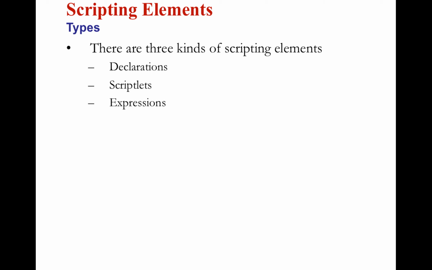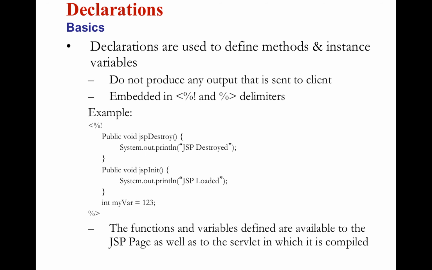So scripting elements come in types. There are 3 different kinds of scripting elements. This is what we're covering today. We have the declarations, we have the scriptlets, and then we have the expressions. So here's the basic declarations. Declarations are used to define methods and instance variables. So they don't produce any output that is sent to the client. They're embedded in these codes.